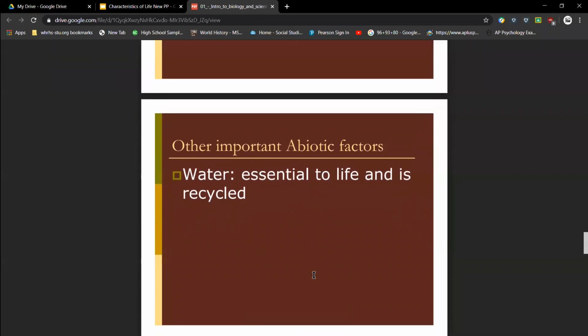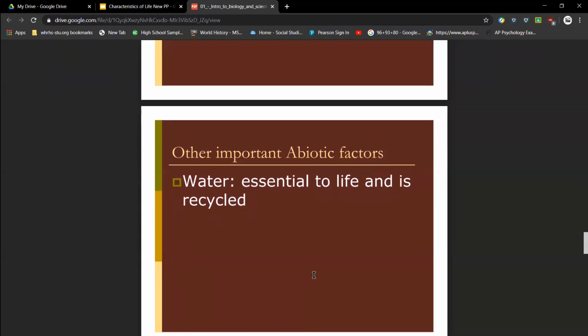So just to review, the elements that are really important for humans are CHNOPS, where N is nitrogen, C is carbon, H is hydrogen, O is oxygen, P is phosphorus, and S is sulfur.